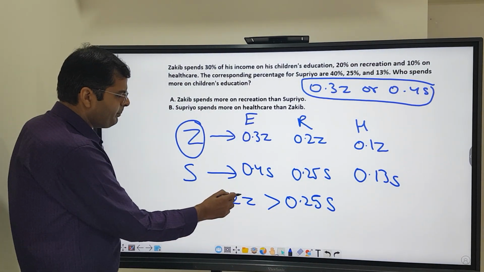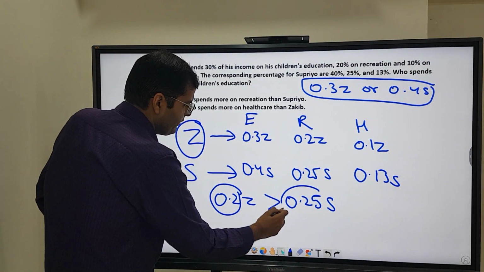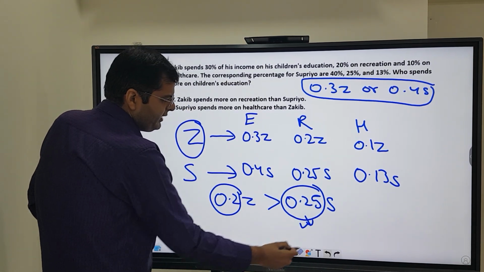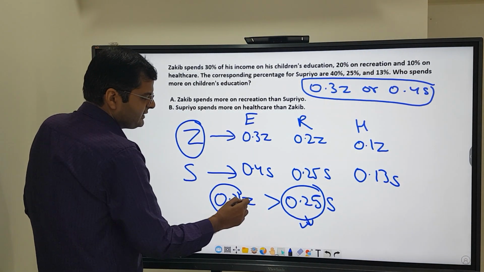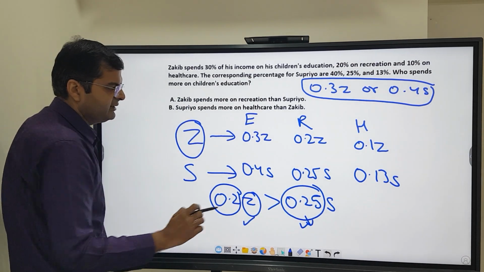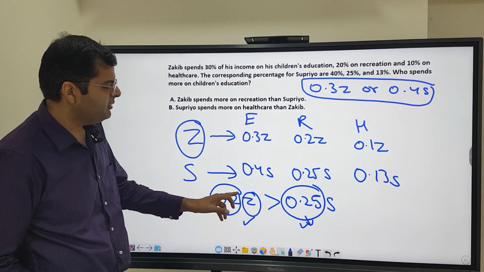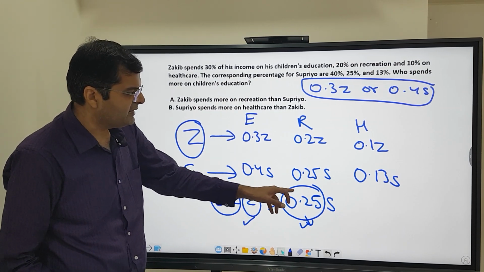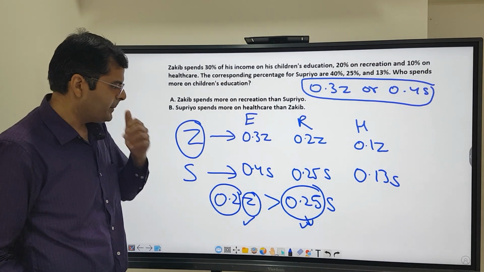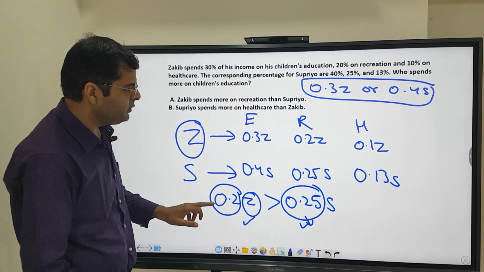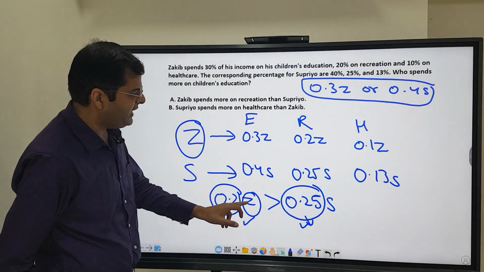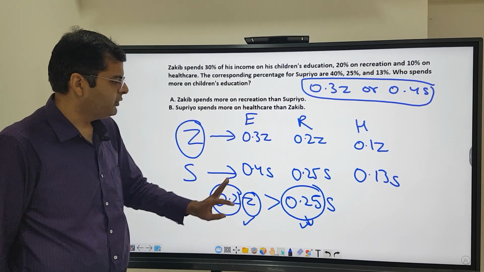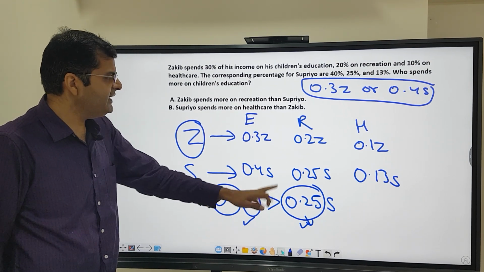Now if you look at it, 0.2 and 0.25, which is bigger? 0.25 is bigger. So between Z and S, Z has to be bigger than S. Why? Because a smaller number has to be multiplied by a much larger number, so the product is greater than the larger number multiplied with a smaller number. Because 0.2 is less than 0.25, Z has to be greater than S. Only then will this inequality hold true. So Z is greater than S.